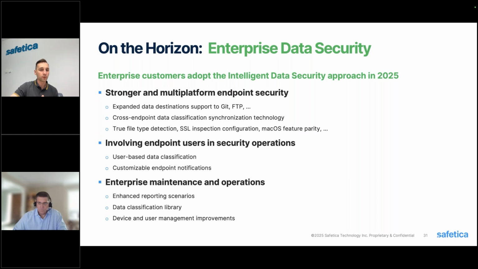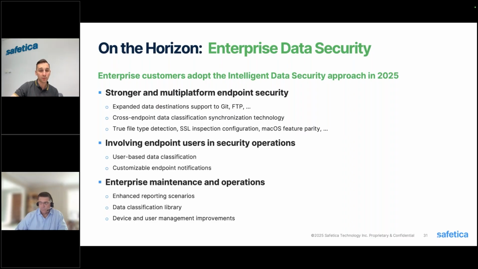We are also working on our cross-endpoint data classification synchronization, which will make it possible to synchronize what my machine classified with another machine of my colleague and another machine of our other colleague, so that we share data classification information across the devices. And there are some couple of other technical endpoint improvements that we are planning. You can read about them on the screen. The second part of our enterprise data security package is actually involving endpoint users into the security operations.